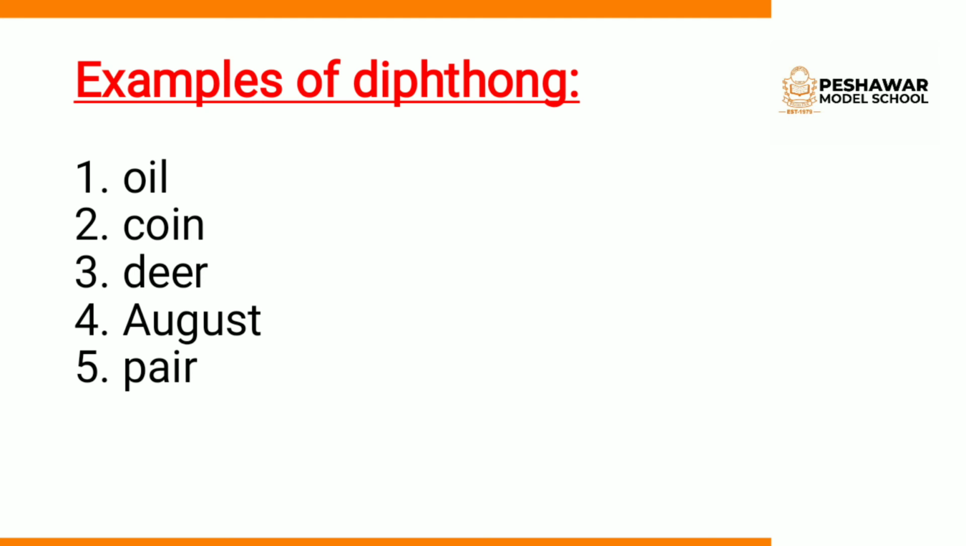Third one, dare. D-double-E-R, dare. Double vowels are there, dare. August, A-U. A is also a vowel, U is also a vowel. August, it's also giving us the sound of O. Pair, P-A-I-R. A is also a vowel, I is also a vowel. One syllable word and we are having two vowels and these are producing different sounds. Combined, it gives us the sound, so we call it diphthong. What do we call it? Diphthongs.